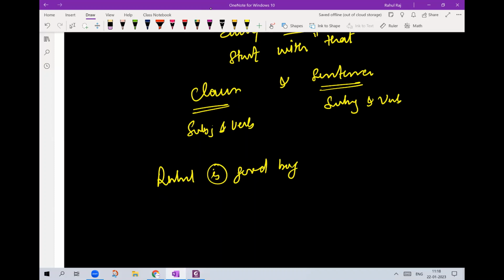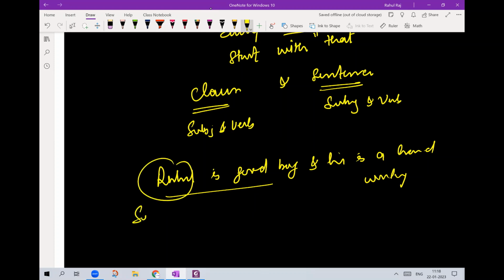When I say Rahul is a good boy, I put a full stop, this is one sentence. But when I say Rahul is a good boy, and he's a hardworking guy, now this is one sentence with two clauses. So the difference is only that there could be multiple clauses in a sentence, but every clause and every sentence would have its own subject and a verb for sure.